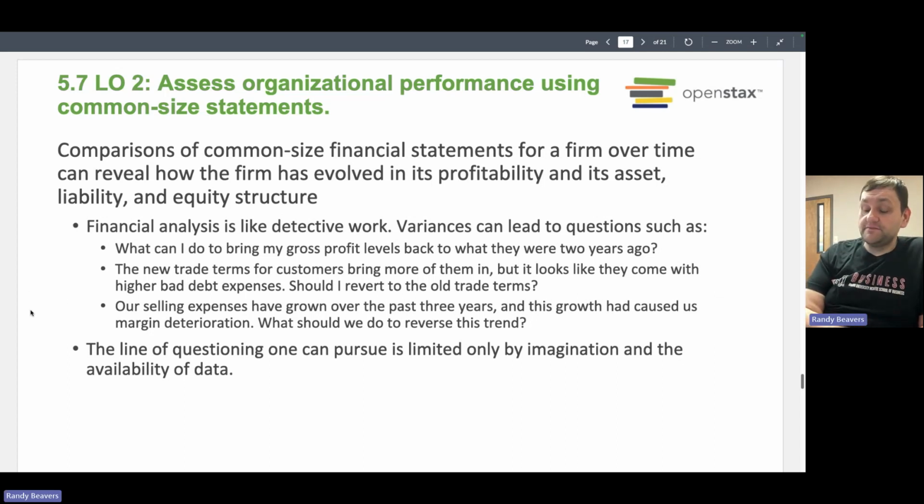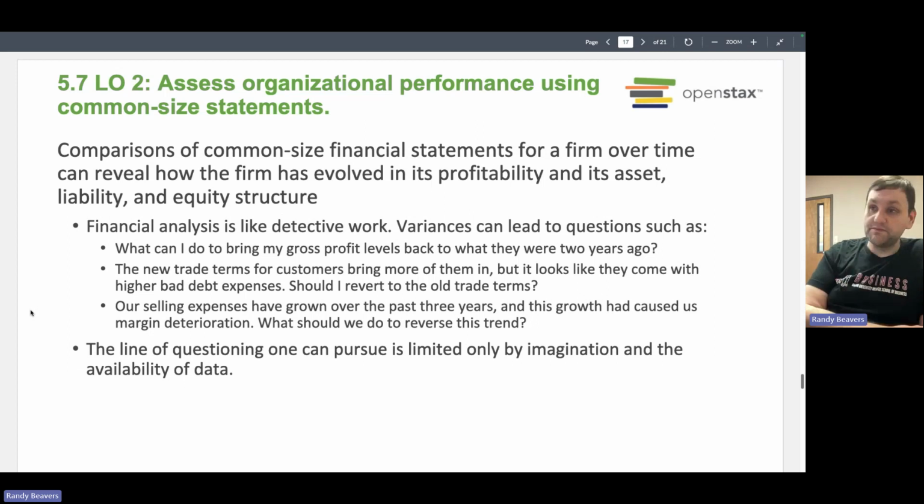Note that financial analysis is like being a detective, okay? So there are a lot of questions that can come about. What can you do to bring your gross profit levels back to where they were 2 years ago? Suppose you have new trade terms for your customers. You're trying to bring more of them in, but it looks like they come with higher bad debt expenses. In other words, they buy from you, but they buy with credit, and then they wind up not paying you back. So you lose money, you lose cash. So should you revert to your old trade terms? Maybe your selling expenses have grown over the past 3 years, and this growth has caused your margins to deteriorate.